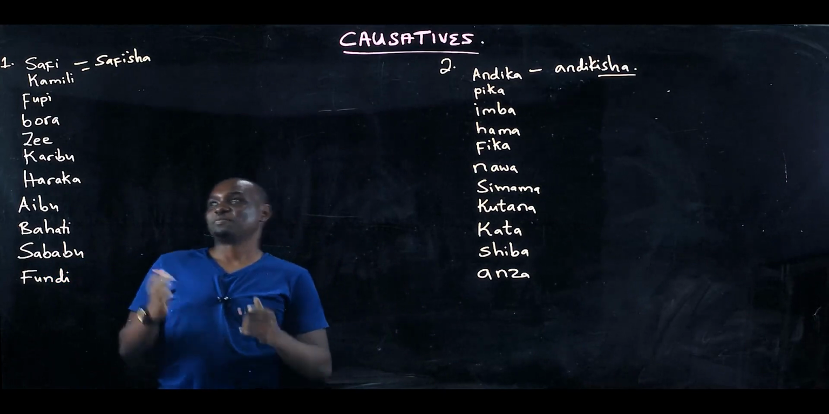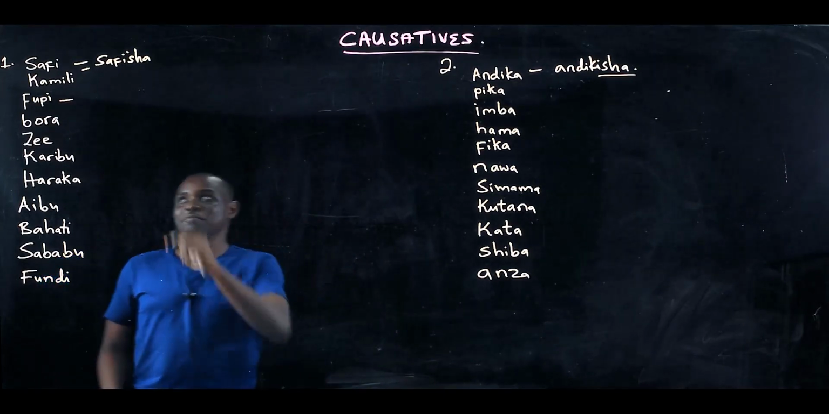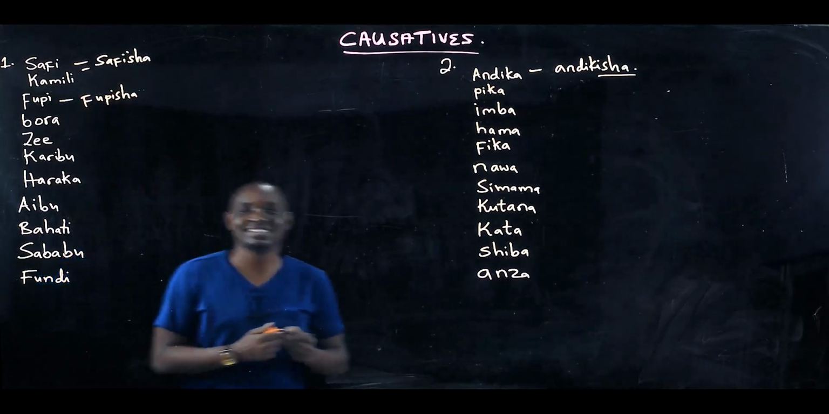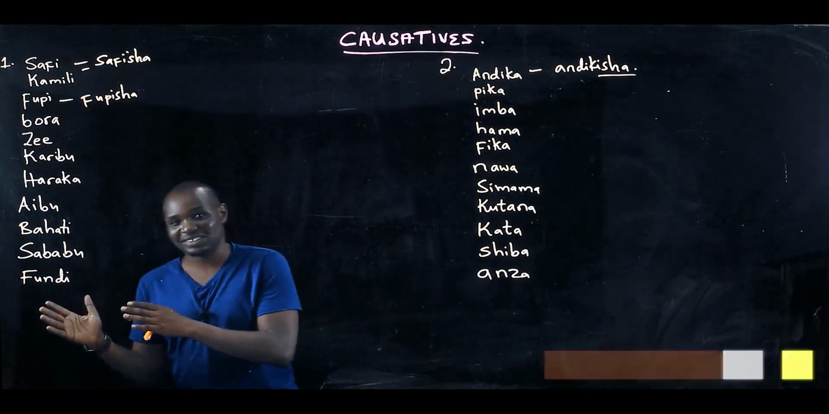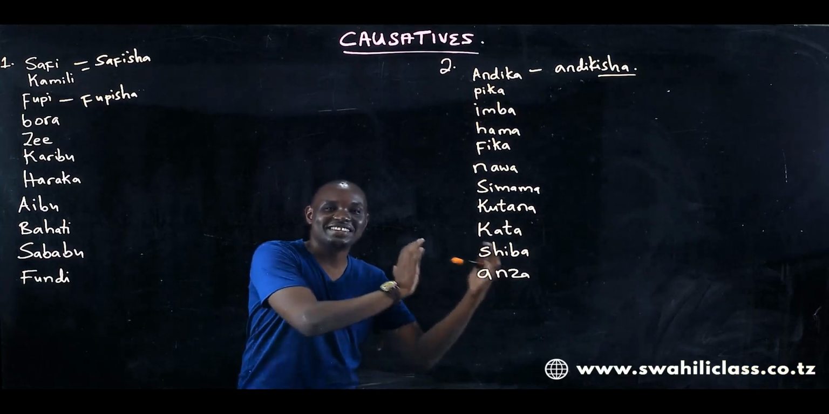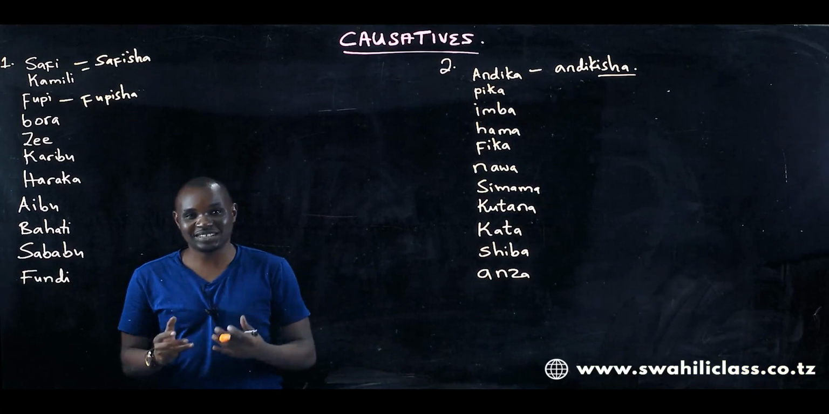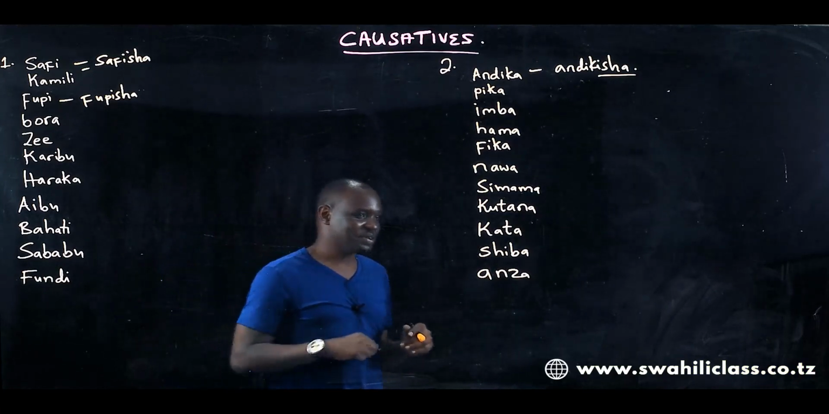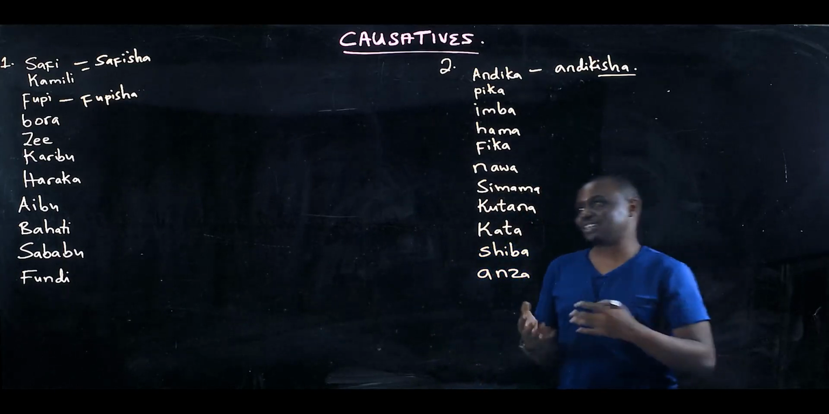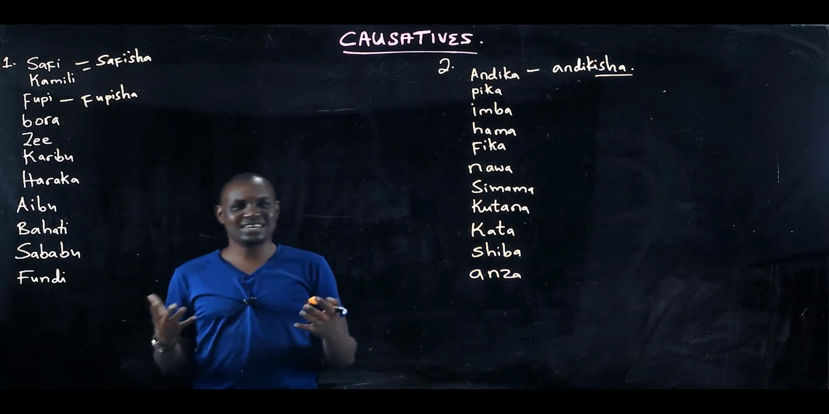You see? You know fupi. What is fupi? Fupi is short. Do you know fupisha? What is fupisha? Fupisha is to make short. To make it short. To shorten. So fupisha is to shorten. I told you at the end of this topic, you are going to add to your vocabulary. So, what does this causative topic mean?